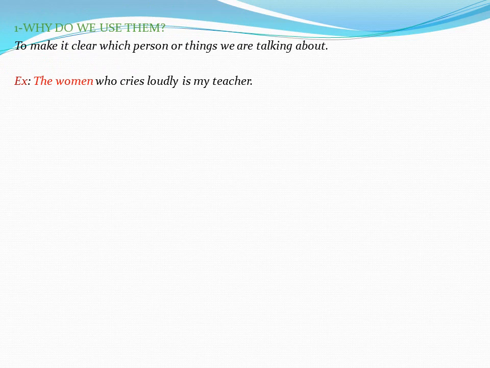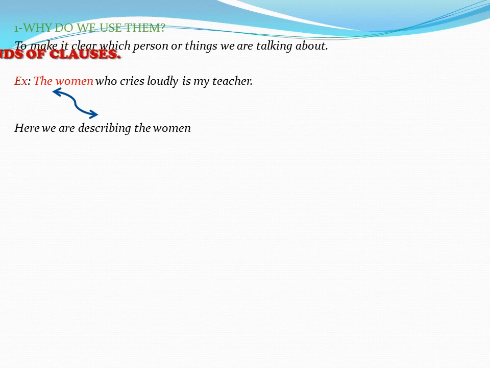And now, why do we use them? We use the relative pronoun to make clear which person or things we are talking about. Like in this sentence, the woman who cries loudly is my teacher. Who cries loudly comes here to identify the woman, to give more explanation or to describe the woman.